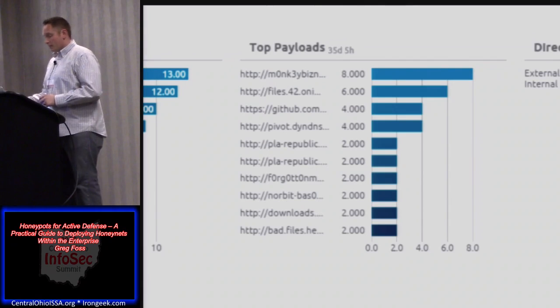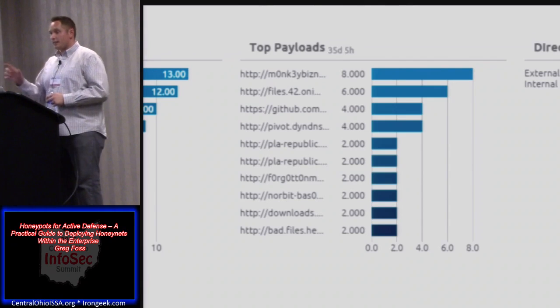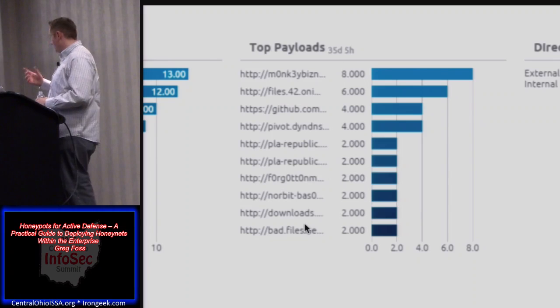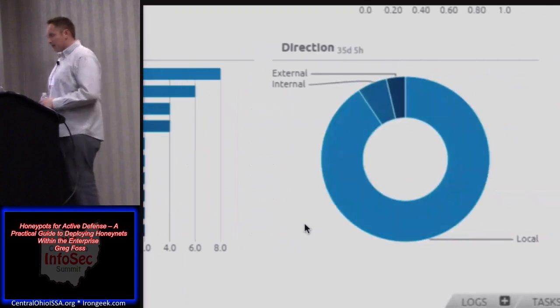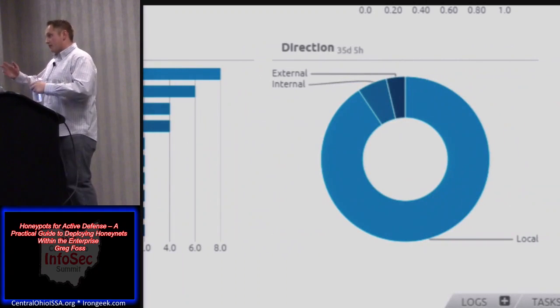And you want to be able to go and grab copies of these and see where they actually came from. And so that's right here. We're just showing where the files were pulled down from. And then directionality. You want to see where attackers are coming from.